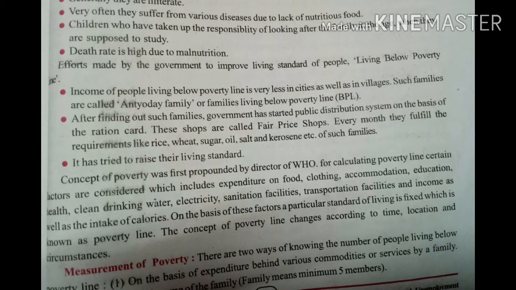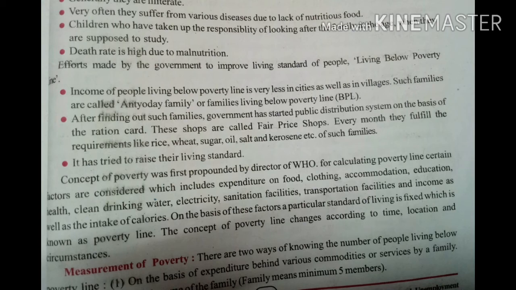Their income is negligible. After finding out such families, government has started public distribution system on the basis of ration card, and these shops are called fair price shop. Every month they get rice, wheat, sugar, oil, salt and kerosene, etc. It has tried to raise their living standard.